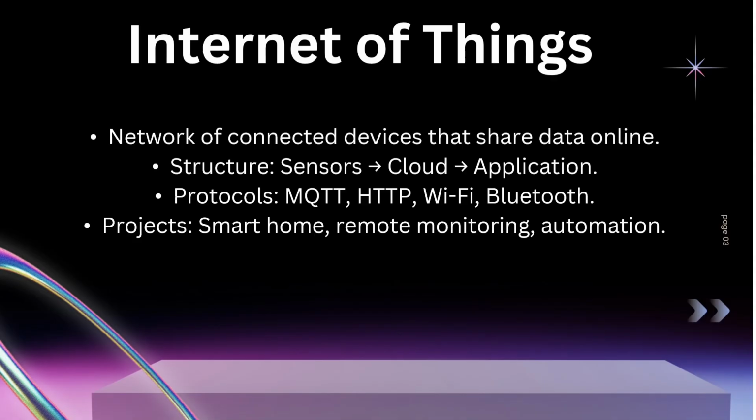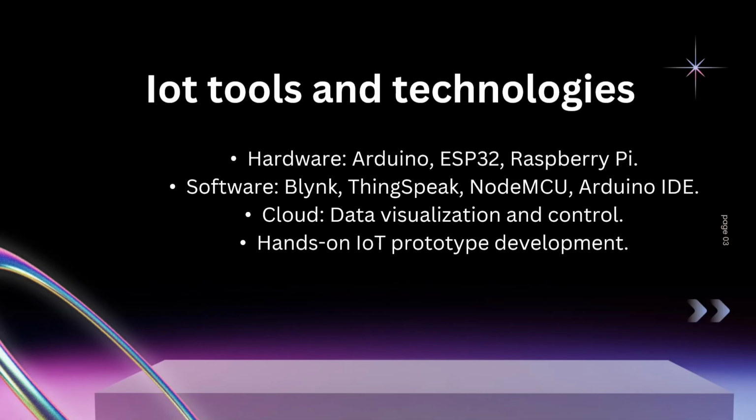The protocols that are used in the Internet of Things are MQTT, HTTP, Wi-Fi, and Bluetooth. There are some other protocols also. Examples of Internet of Things projects are smart home, remote monitoring systems, and automation.